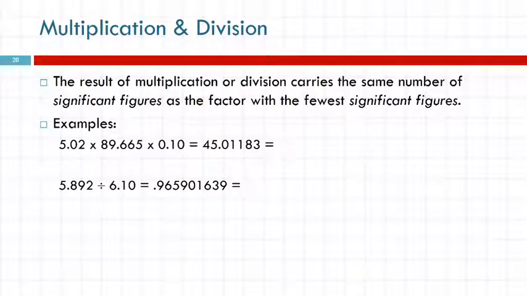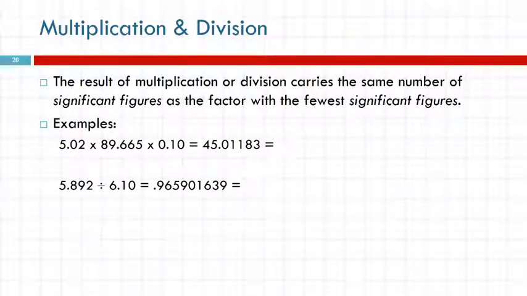So here are the rules for calculations with sig figs. There's a rule for multiplication and division, and there's a rule for adding and subtracting. So if you're multiplying or dividing, the result has the same number of significant figures as the factor with the fewest sig figs. So you're going to look at the numbers that you started with, and identify how many significant figures does each of those have.